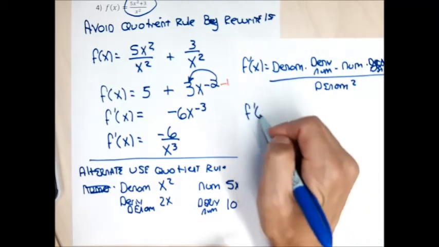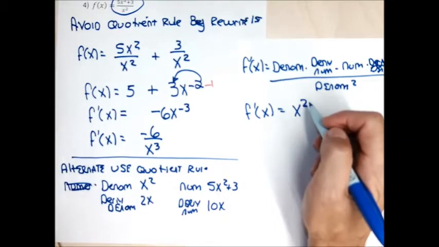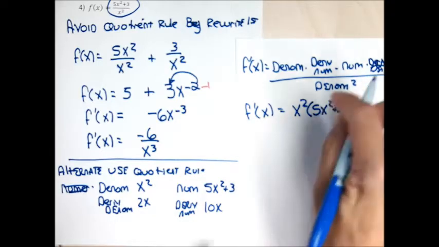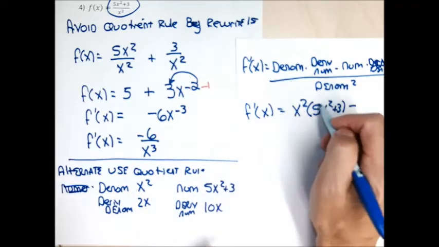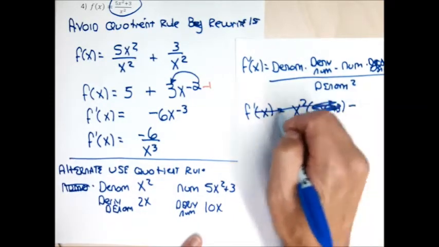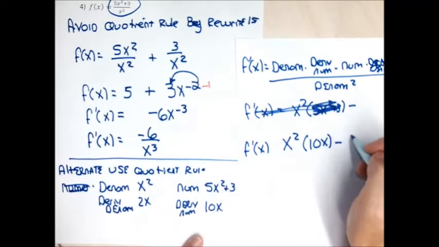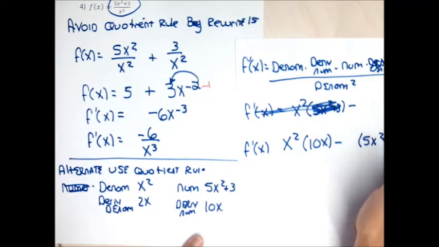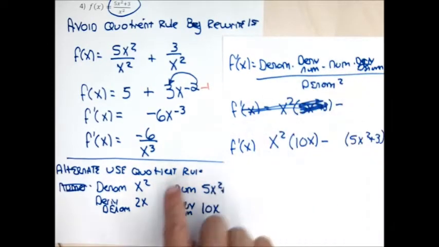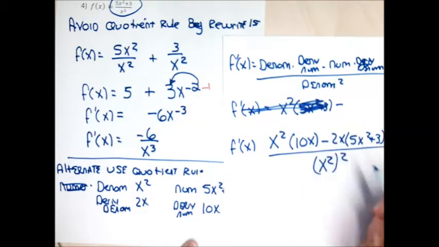So for this one, f prime of x is going to be the denominator x squared times the derivative of the numerator 5x squared plus 3, minus the numerator. The derivative of the numerator is 10x here. Denominator x squared, derivative of the numerator 10x. So this should be x squared times 10x minus the numerator 5x squared plus 3 times the derivative of the denominator, and I'm going to flip it over on this side as opposed to that side. So for the derivative of the denominator, I'm going to put a 2x here, all over the denominator squared, which is going to be x squared all squared.